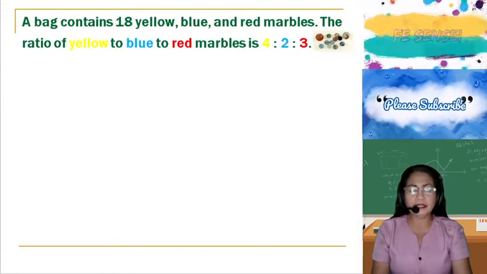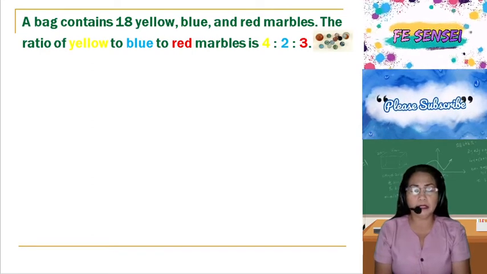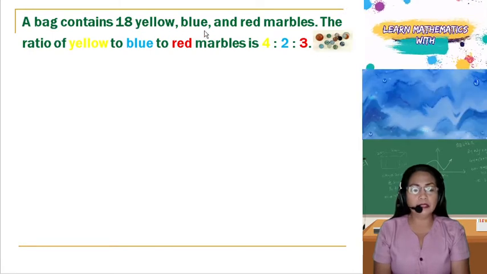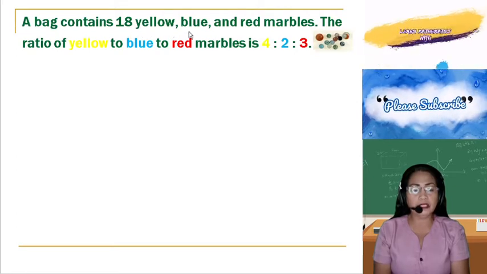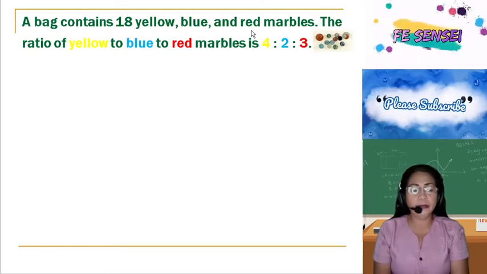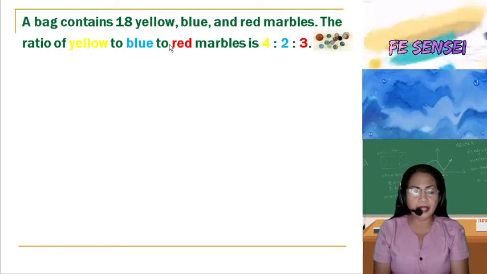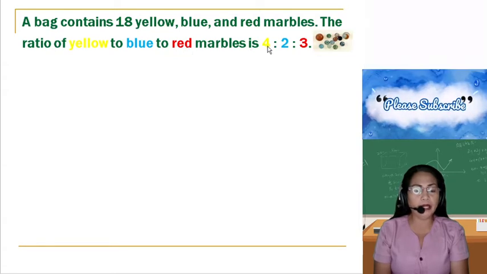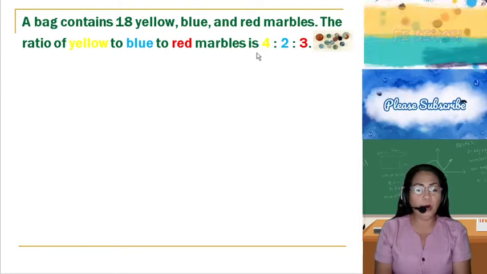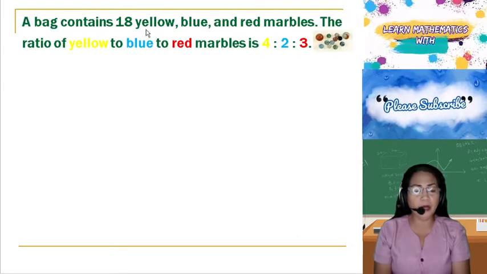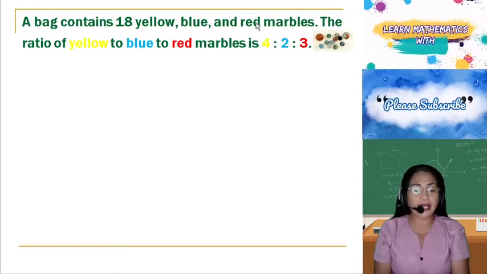A bag contains 18 yellow, blue, and red marbles. So all marbles are 18. There are yellow marbles, blue, and red marbles. The ratio of yellow to blue to red marbles is 4 is to 2 is to 3. Therefore, for every 4 yellow, we have 2 blue and 3 red marbles.